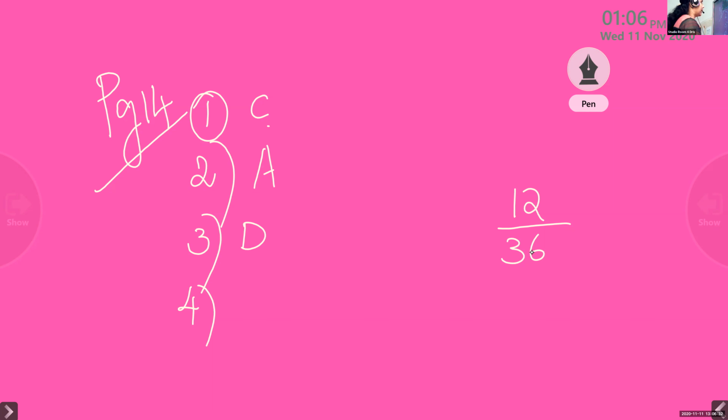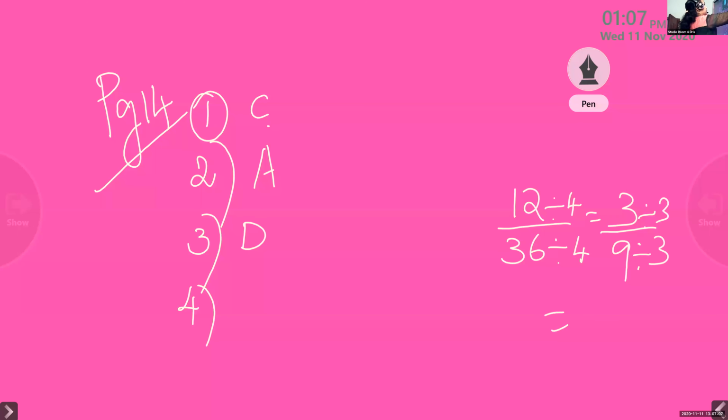Look in your examples. Options A, B, C, D, and find out which one is the lowest form. Children, if you see here, we can divide by 4. 3 into 4 is 12. 9 by 4 is 36. Again, this is possible, divide by 3. So, which is the option?